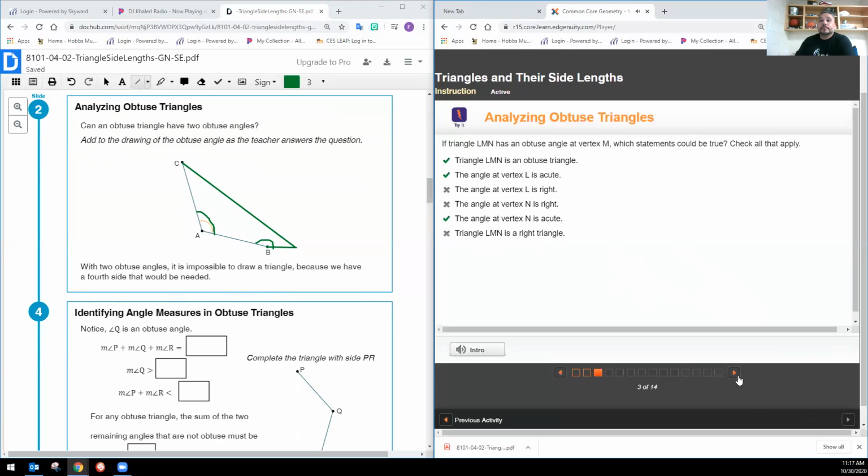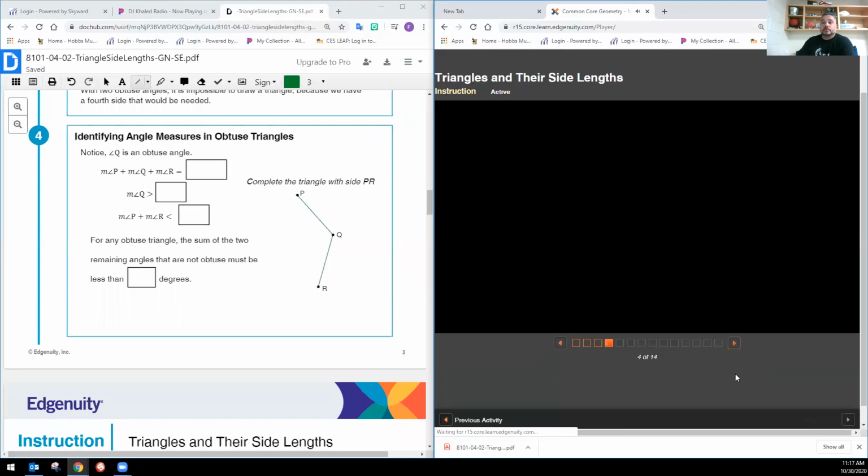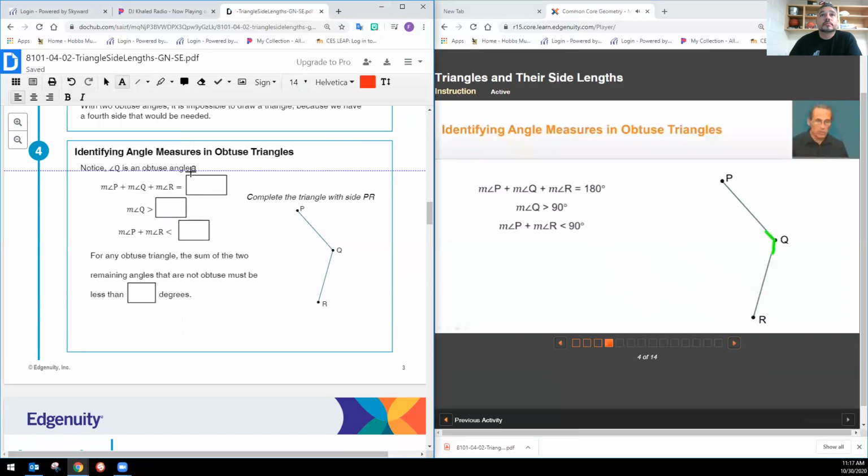Now let's determine how to use angle measure comparisons to determine why 2 angles in an obtuse triangle must be acute. Take a look at angle PQR. Notice that this angle is an obtuse angle. So if I go ahead and create any triangle with an obtuse angle, what do we notice? Well, first of all, the measure of angle P plus the measure of angle Q plus the measure of angle R must sum up to be 180 because the sum of the 3 angles of the triangle is 180. What else do we notice?